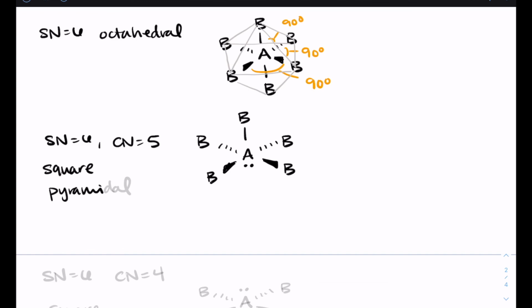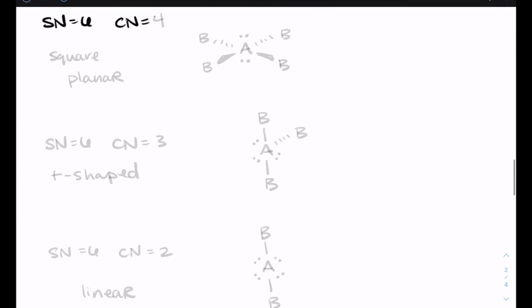Steric number of 6, coordination number of 4. So it doesn't matter where you put the first lone pair. However, when you put the second lone pair on, because they're both big things, you want them to be as far apart as possible. So because I have put my first lone pair on the bottom, I'm going to put my second lone pair on the top, as far apart from that other lone pair as I can get. What this leaves me with in terms of just the atoms is a square with everything in the same plane. So this is square planar.